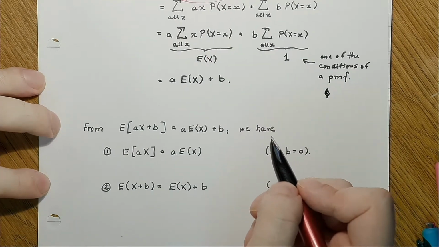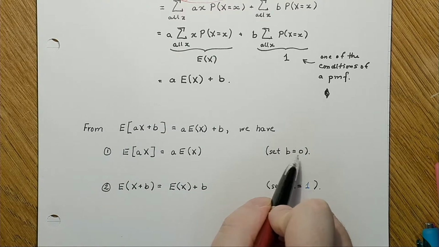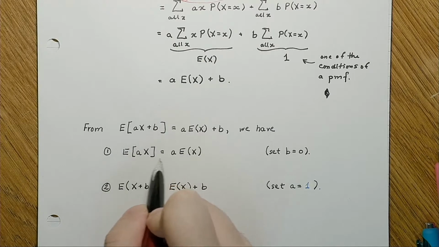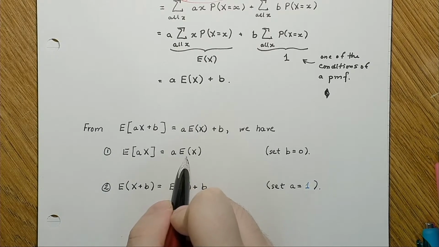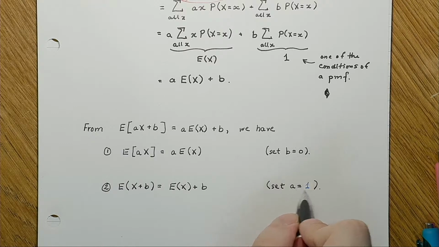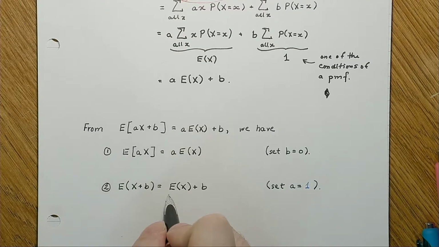From there, we have two cases. You could set b equal to 0 so that you just have ax, and the expected value then is a times the expected value. Or we could have it where a is set to 1, and so you have the expected value plus b. So again, that would just be the expected value plus b.